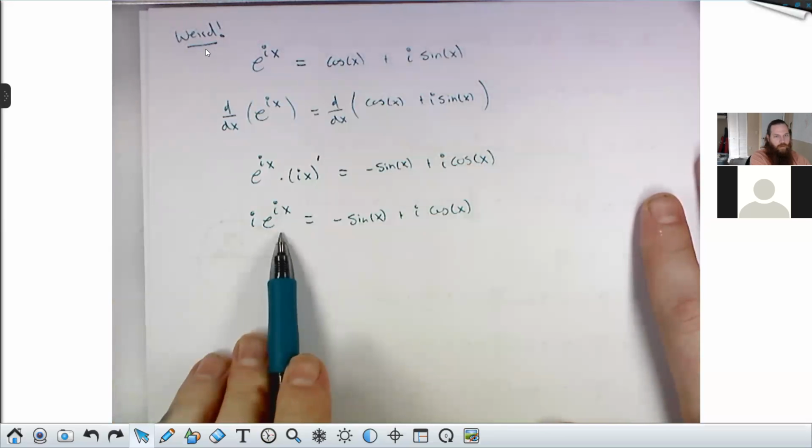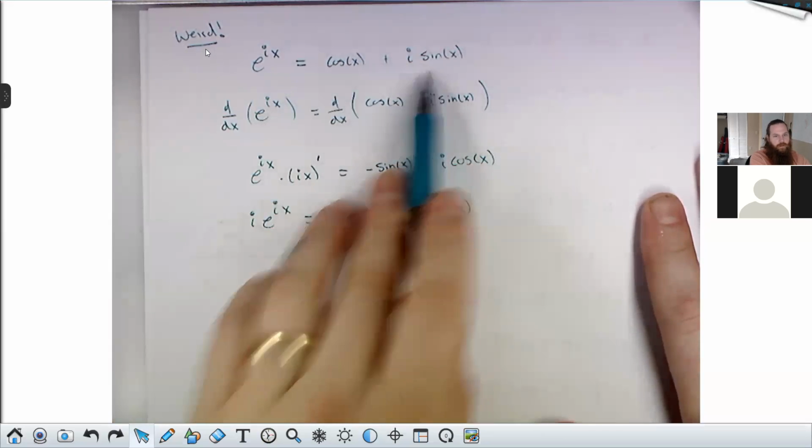But now this piece, you know, is the same as cos x plus i sine x, so I could set those equal to each other.